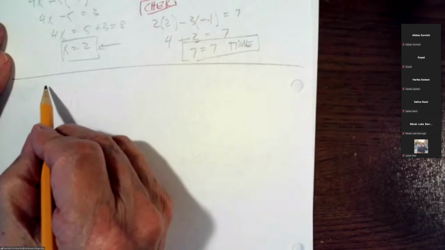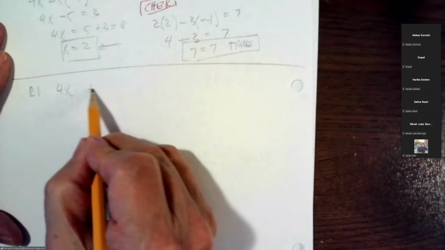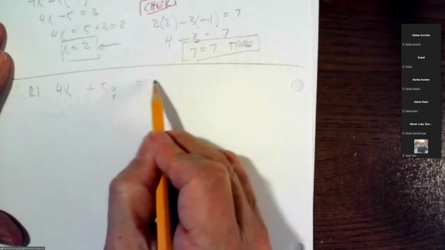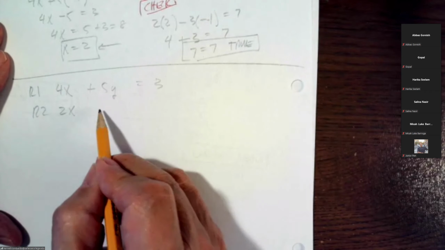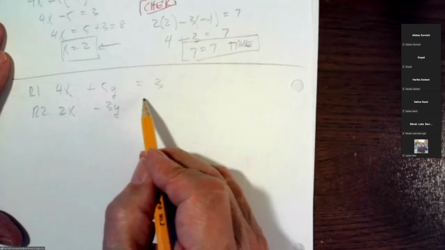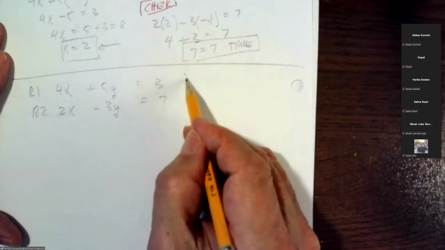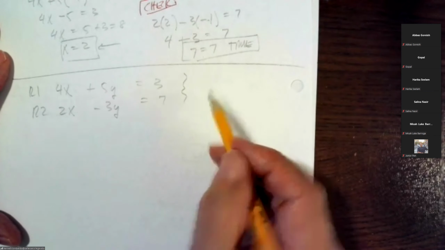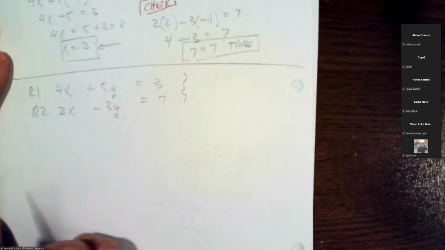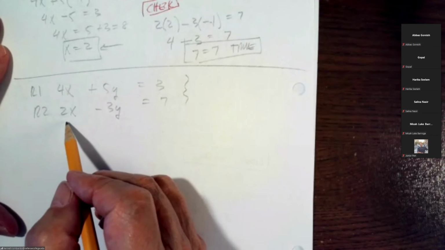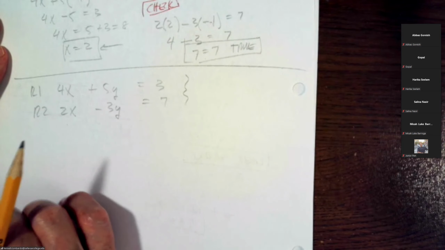In fact, what I'm going to do is call this row 1 or equation 1, 4x plus 5y equals 3. And row 2, the equation was 2x minus 3y equals 7. So here are the two equations that make up our system of equations. And the object is we want to see if we can eliminate a variable. Last time we eliminated x. I could go through and do that again, or I could try and eliminate the y. What would you prefer? Anybody?